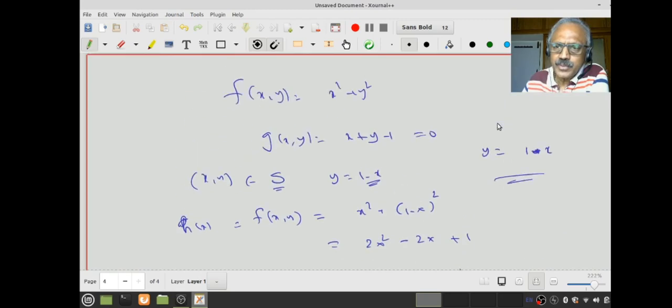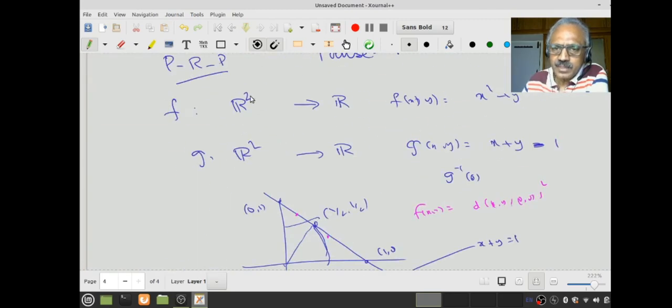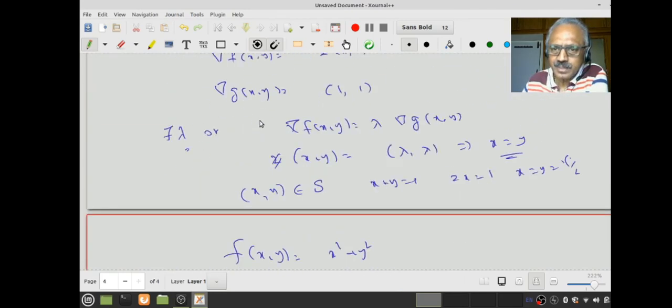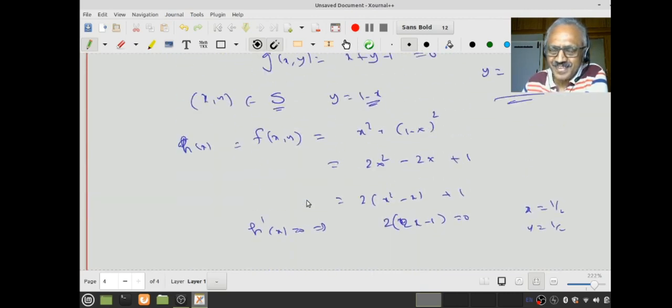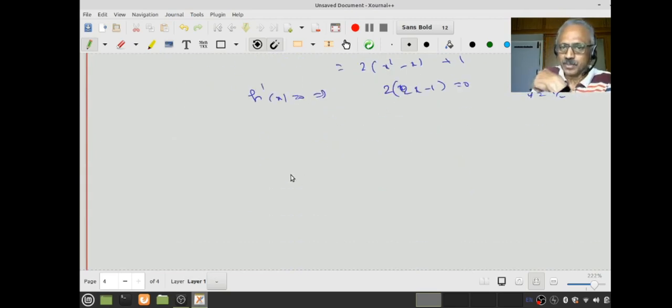So what did we do here? I didn't need the Lagrange multiplier, right? I reduced to one variable. Do you understand this trick? But if you really pay attention, what really happened was, remember, what is our g? g is x plus y minus 1. And what is the gradient of g? That is (1, 1).